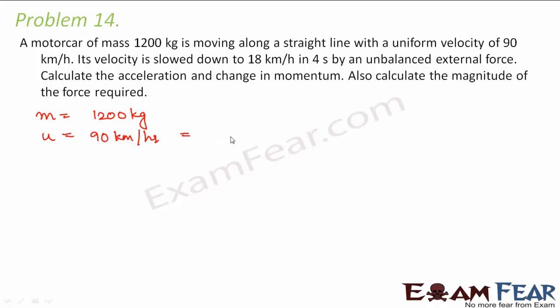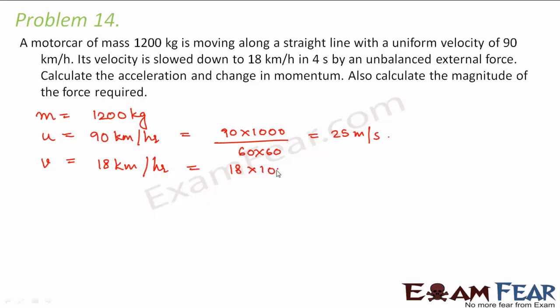Let us convert it into meter per second so that this will be easier for us during the calculations. So it will be 90 into 1000 divided by 60 into 60. So this comes out to be 25 meters per second. The final velocity, now as the question says, the velocity slows down to 18 kilometers per hour. So 18 kilometers per hour is the final velocity, which again comes out to be 18 into 1000 divided by 60 into 60, which comes out to be 5 meters per second. Right? Now, in how much time the velocity changes from u to v? In a time period of 4 seconds.